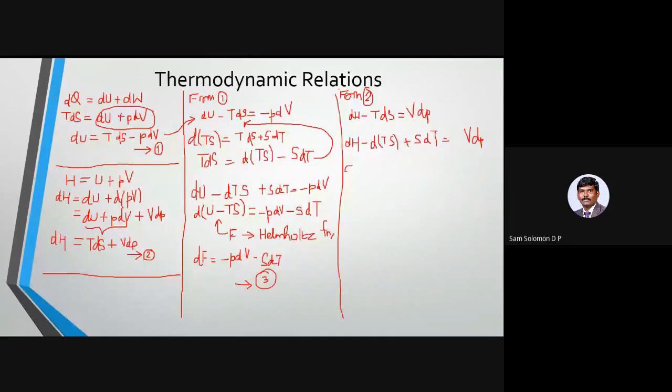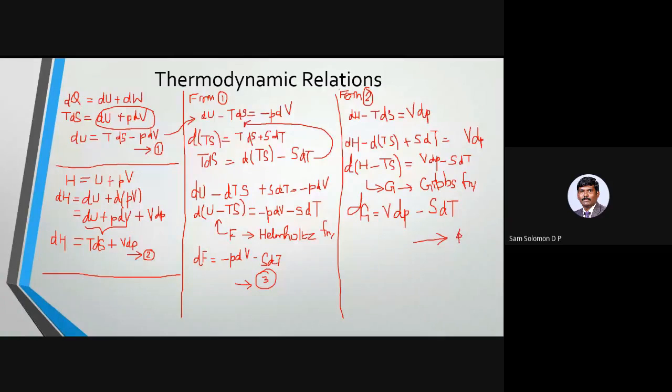And just like I've done before, because I have the differential in both these, I can couple them and write this as d of H minus TS, which is equal to VdP minus SdT. And this H minus TS is replaced with G, and this is called the Gibbs function. Okay, and we can write this as dG equal to VdP minus SdT. So this is equation number 4.